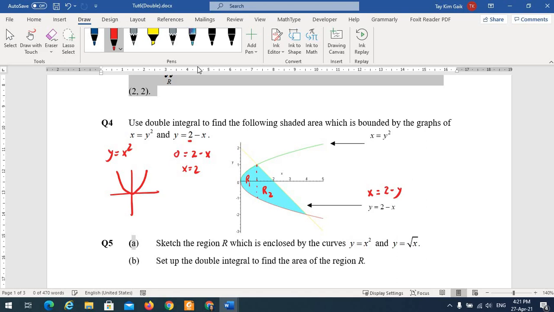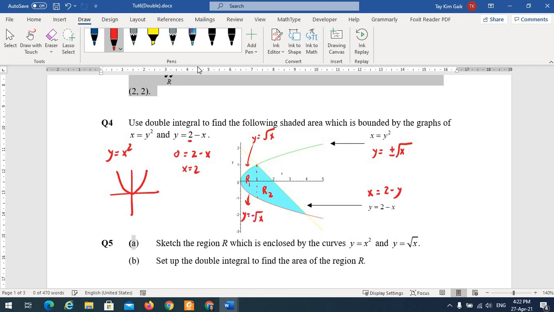In region 1, your top curve comes from x equal y squared. If you want to use dy dx, you have to make y the subject, so y equal to positive or negative square root of x. The top curve is y equal to square root x, and the bottom curve is y equal to negative square root x.